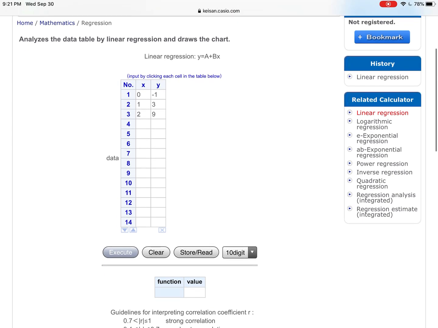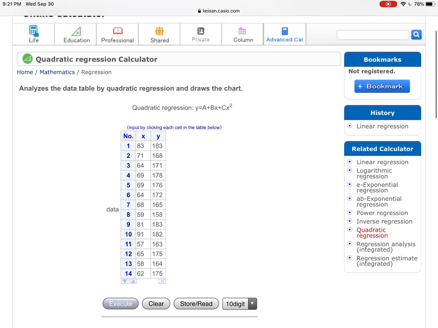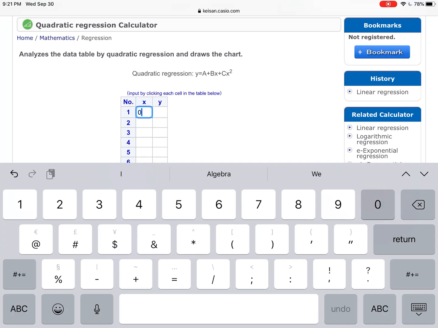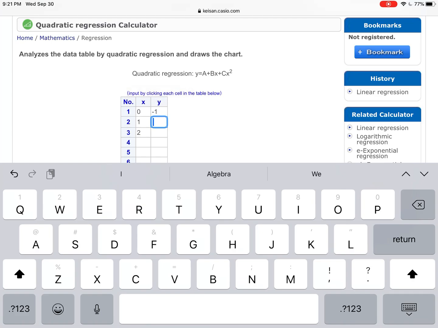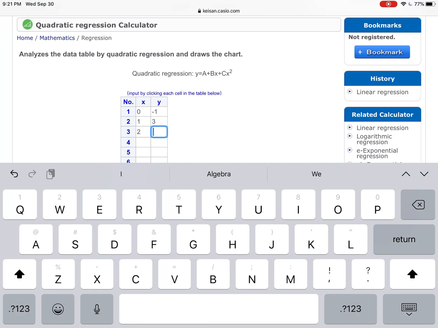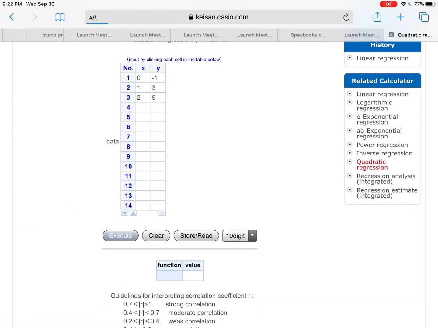And then remember, we want a quadratic regression. So, I set this up for a linear regression. That is my bad. Hopefully I can go back. And I'll give you this website. We want quadratic regression down here. So, I need to clear out these tables. I apologize. We're going to do this again. So 0, 1, 2 for my X's. And then my Y's are going to be -1, 3, sorry, and 9.